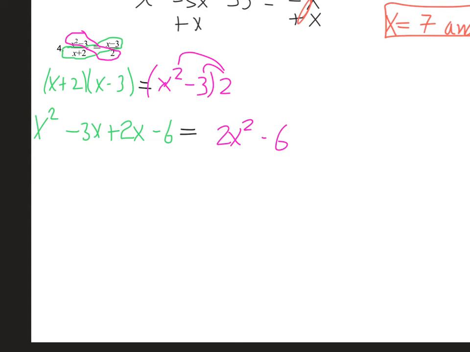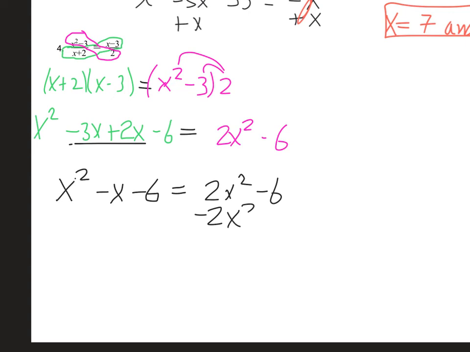Right. So then you just solve, right? So I'm going to combine like terms over here, these two. So I'm going to get x squared minus x minus 6 equals, and then this 2x squared minus 6 stays the same. Right, then I got to get everything to one side. So subtract 2x squared from both sides. And you know what, in the same step, let's also do this. I'm going to put it in red. We're also going to add 6 to both sides.